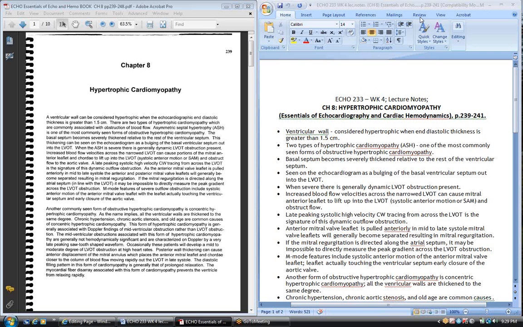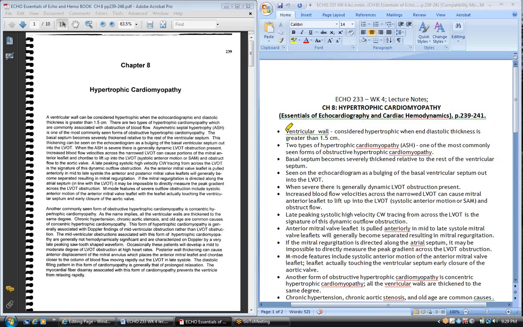Tonight we're going to be talking again, as I said, about Chapter 8, Hypertrophic Cardiomyopathy. This is Echo233. We're going to be dealing with Essentials of Echocardiography and Cardiac Hemodynamics as our textbook. On the left-hand side of my screen, you'll see the textbook opened, and on the right-hand side of my screen, you'll see the lecture notes that are available on Moodle open. So let's go ahead and get right into it.